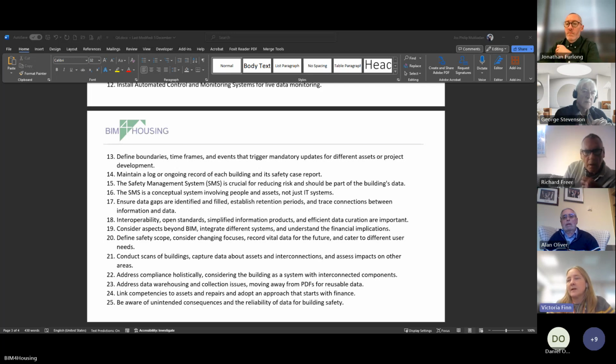Well, it was legislation that we had to have bi-directionally tested doors on blocks of flats over 18 metres. It's legislation, is that right, Alan? Over 18 metres. No, I mean the fire door industry.